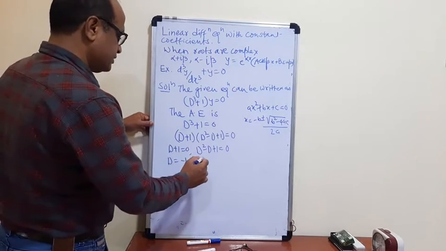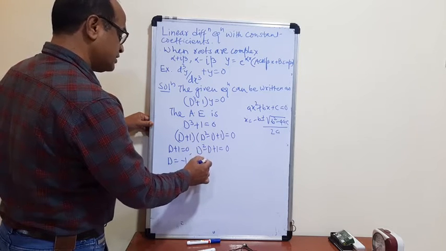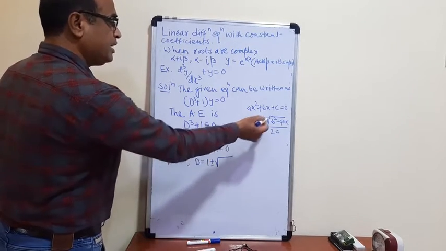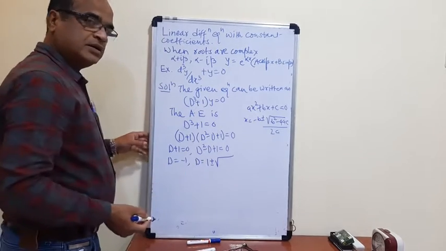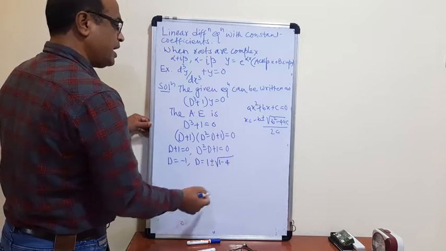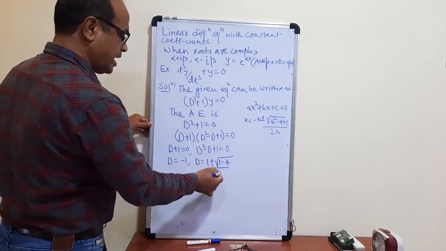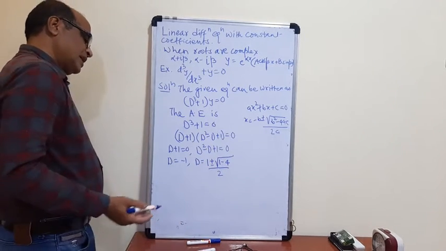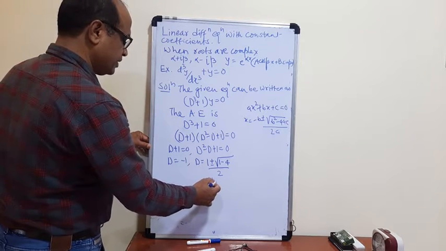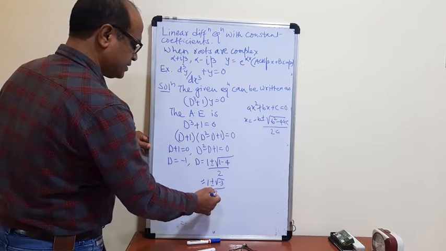So what are the roots? Minus b is minus 1 into minus 1, so that is plus 1, plus or minus square root of b square, where b is minus 1, so minus 1 square is 1, minus 4ac, where a is 1 and c is 1, so that is 4, divided by 2a, where a is 1, so 2 into 1 is 2. So this is equal to 1 plus or minus root of minus 3, divided by 2.